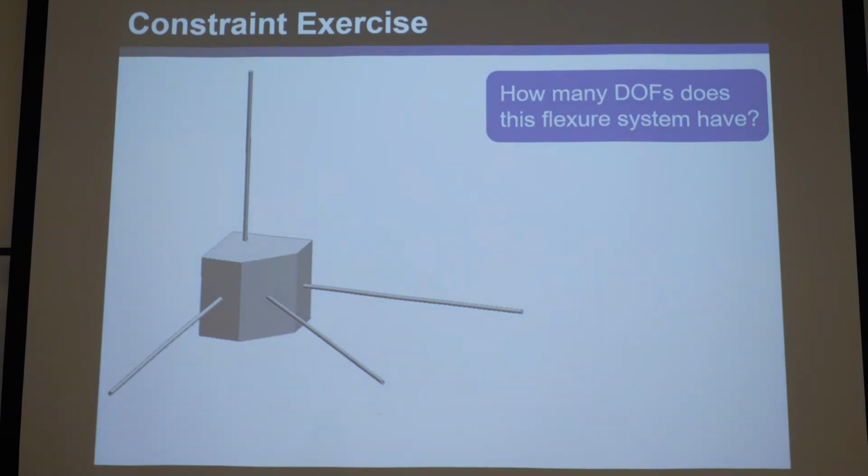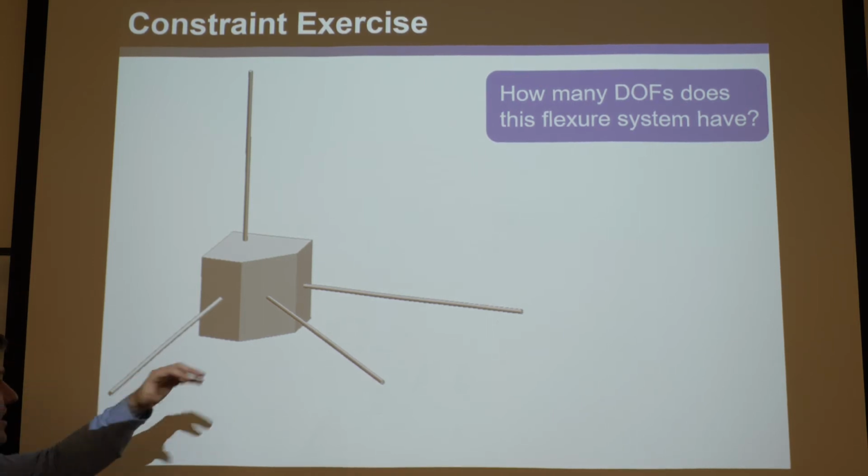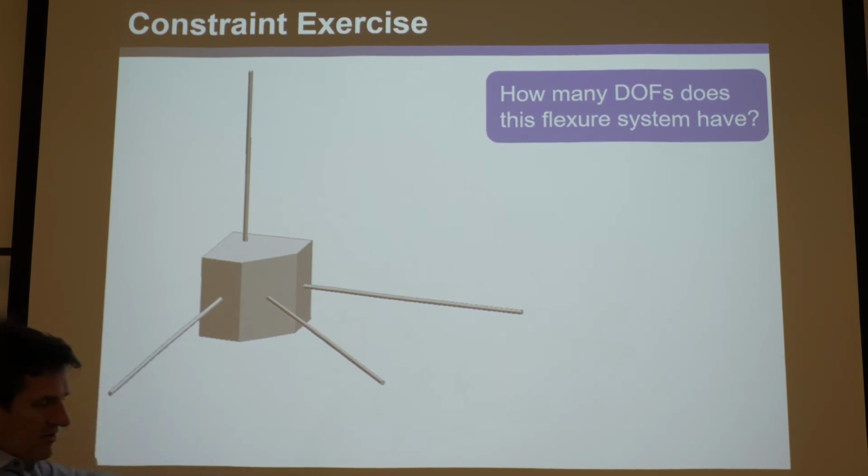Here's a flexure system. It's got a single stage here. These wire flexures, there are 4 wire flexures on the ends of them. They're all attached to a common ground. So I guess the first question could be, is this a parallel or a serial system? Your answer would be, it is a parallel system because it consists of 2 rigid bodies, the stage and the common ground, connected directly together by wire flexures there. So it's a parallel system.